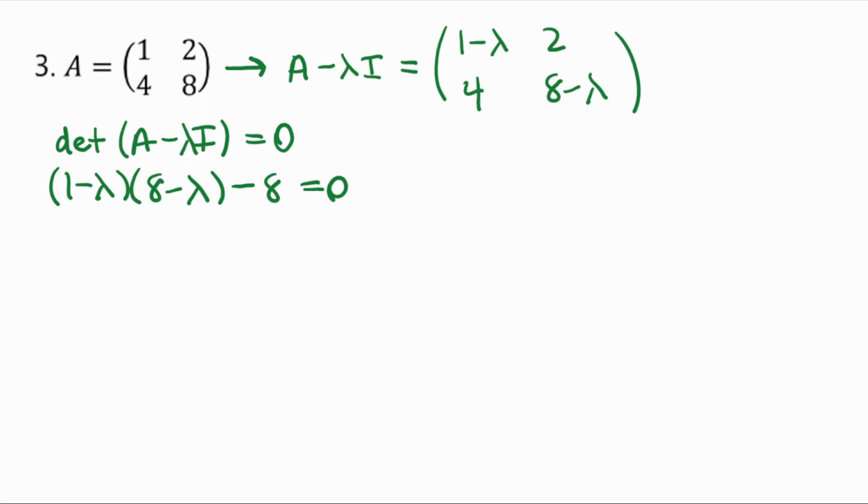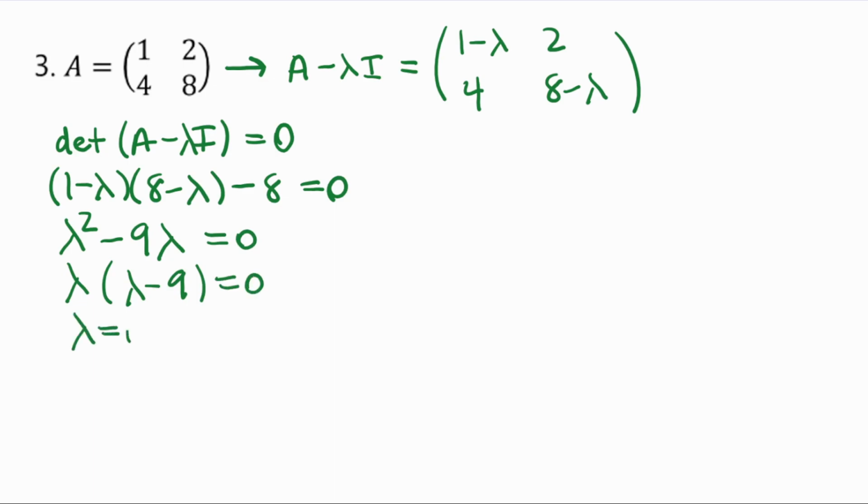And if I were to multiply this thing out, I would get lambda squared, negative 8 lambda minus another lambda is minus 9 lambda, and then plus 8, and then immediately minus 8, and that needs to equal 0. So, okay, I'll factor that. So I get lambda equals 0 and lambda equals 9.